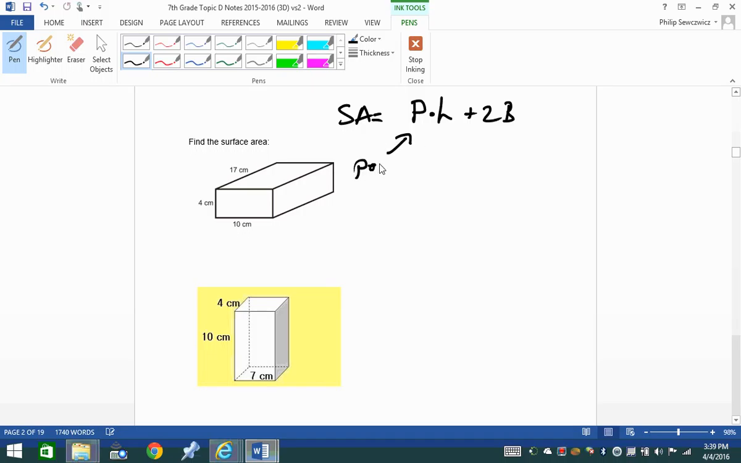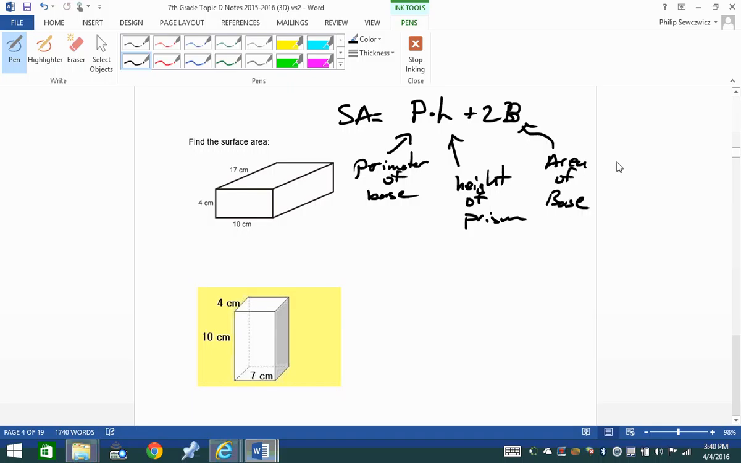The perimeter of the base. We've got the height of the prism. Then 2 of them, because we have 2 of the bases, and that's a capital B, the area of the base. So if we look at this particular shape, the base, a lot of times if you put it in the palm of your hand, that's what you actually end up seeing. So if we want to draw it out a little bit more, that's kind of where your base is. That's this guy down there.